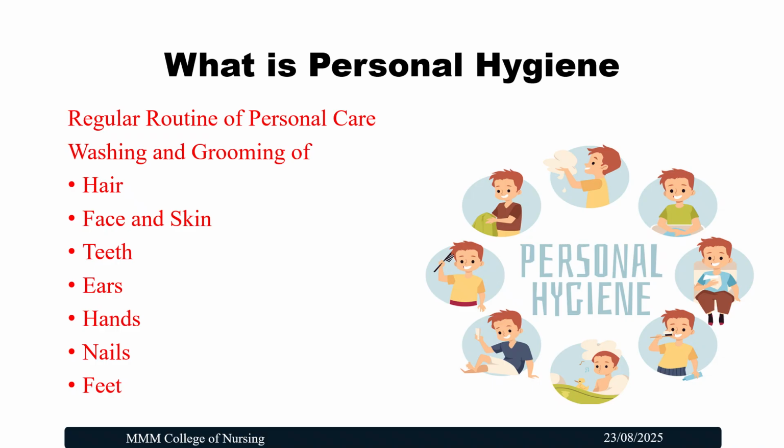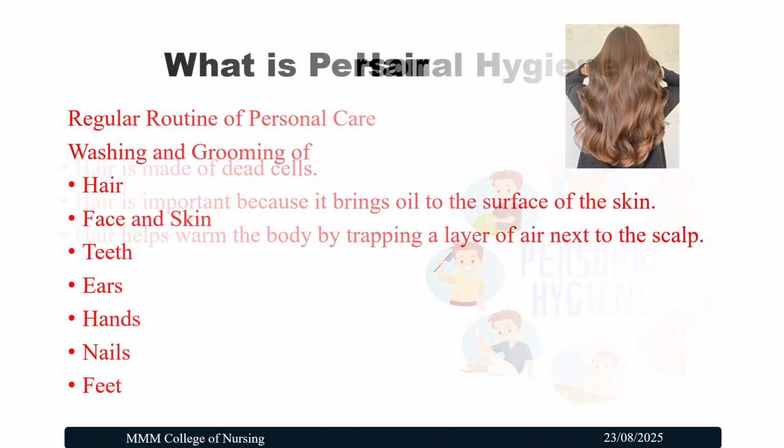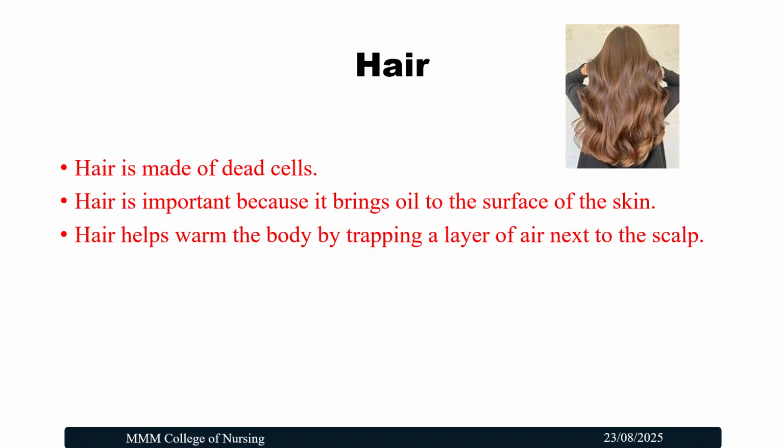Regular routine of personal care: washing and grooming of hair, face and skin, teeth, ears, hands, nails, and feet. What is hair? Hair is made of dead cells. Hair is important because it brings oil to the surface of the skin, and hair helps warm the body by trapping a layer of air next to the scalp.